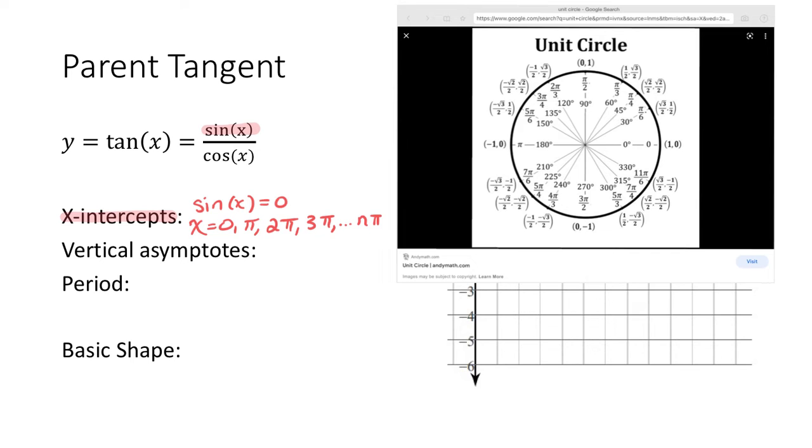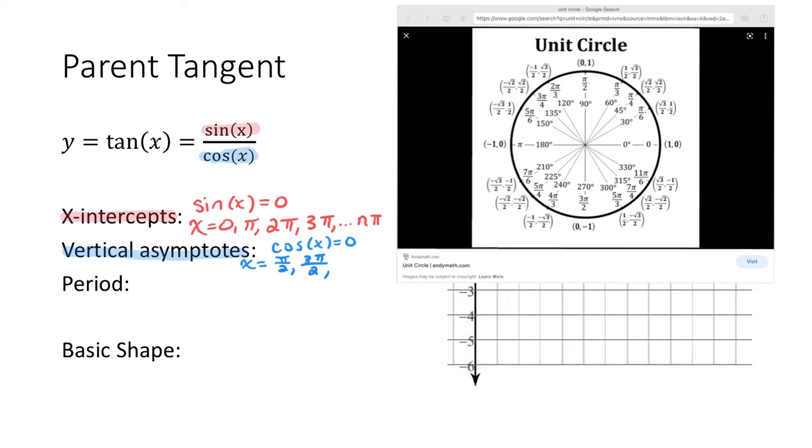Okay, now let's talk vertical asymptotes. Our vertical asymptotes are going to come from our denominator equaling 0. These are going to happen on my unit circle when the cosine value is 0, and that's going to be every half pi. So up here at pi over 2, my cosine value is 0, 3 pi over 2, my cosine value is 0, and so on. So this is pi over 2, 3 pi over 2.